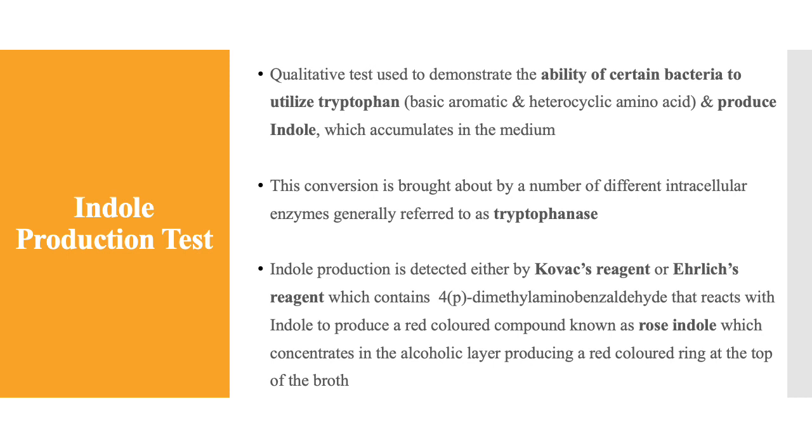Indole production is detected either by Kovacs reagent or Ehrlich's reagent, which contains paradimethylaminobenzaldehyde that reacts with indole to produce a red-colored compound known as rose indole, which concentrates in the alcoholic layer, producing a red-colored ring at the top of the broth.